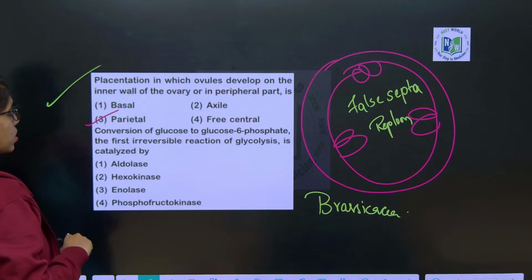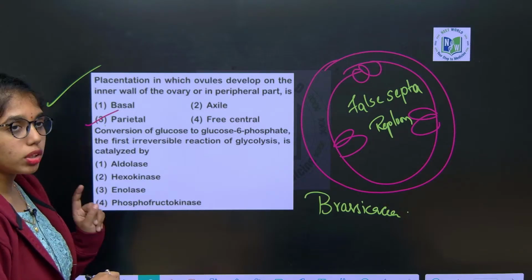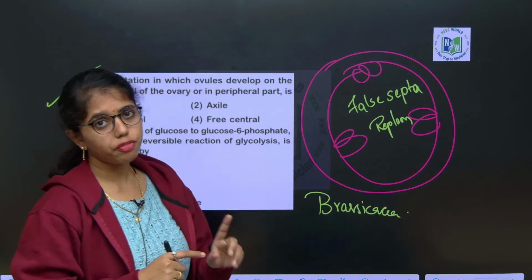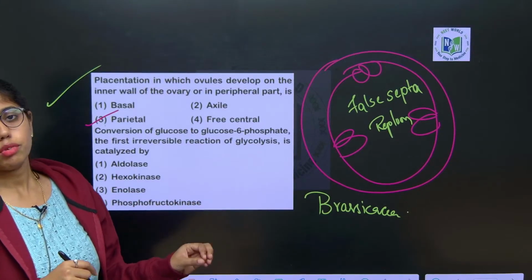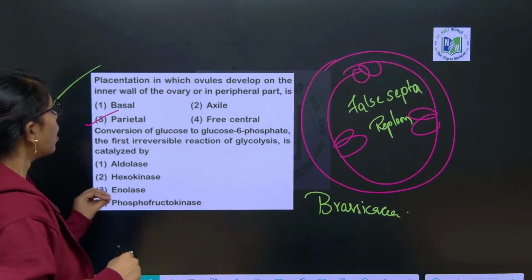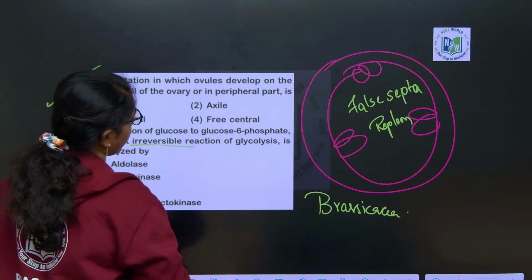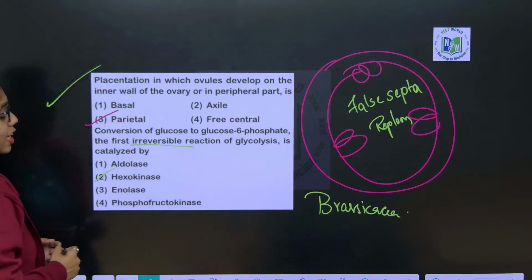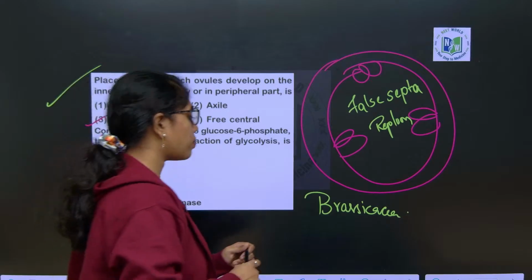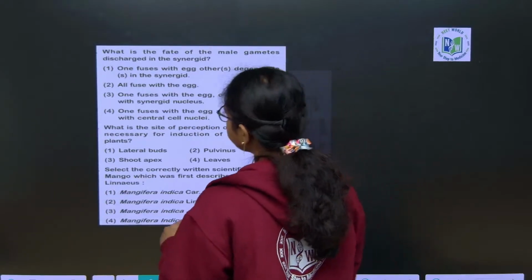Clear? Next, conversion of glucose to glucose 6-phosphate. The very first step of glycolysis, which is the irreversible step. First irreversible step of glycolysis is catalyzed by what? Hexokinase. It is catalyzed by hexokinase.